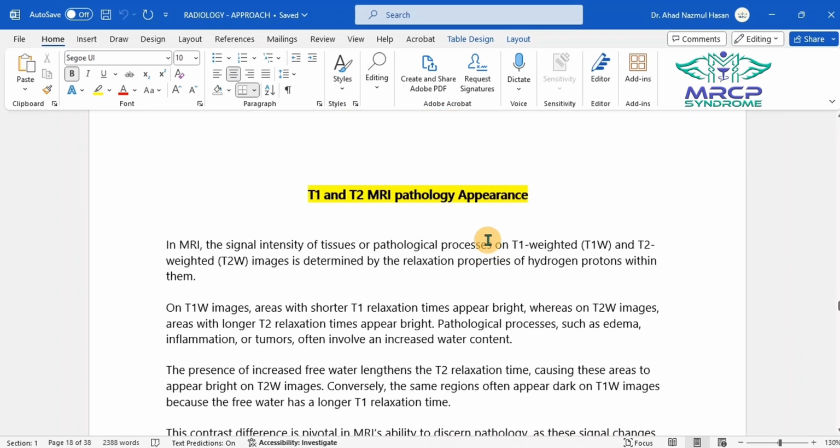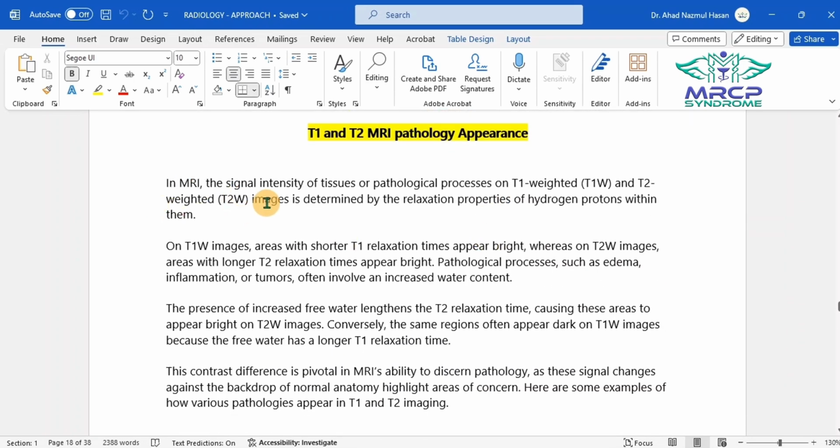So T1 and T2 MRI pathology appearance. In MRI, the signal intensity of tissue or pathological processes on T1 weighted and T2 weighted images is determined by the relaxation properties of hydrogen protons within them.